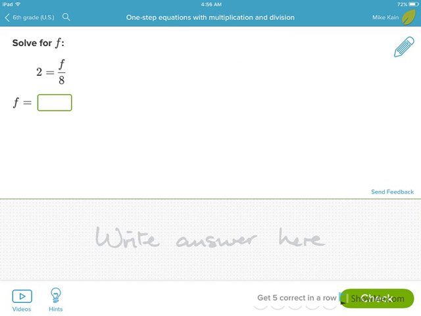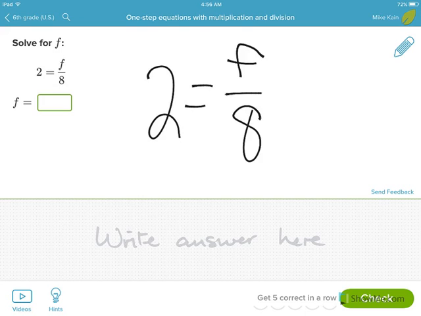Now, does it work with multiplication and division? You betcha. We've got 2 equals some number divided by 8. Remember, fractions are glorified division. Don't worry about that. So we have some number divided by 8 equals 2. And again, we can plug a number in here and see if it makes sense. But let's do properties of equality, just for good time's sake.